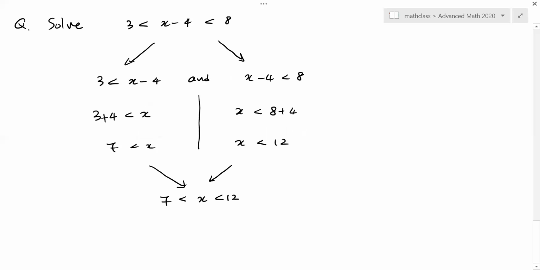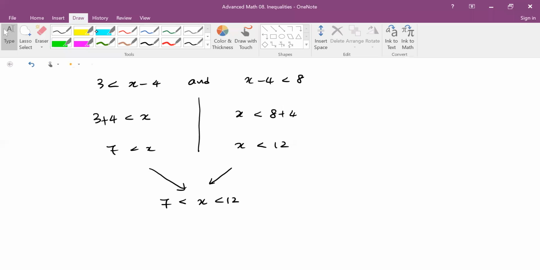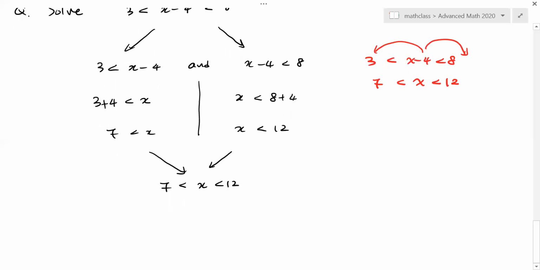Now, this is a detailed solution, right? But to save time, you don't need to write it in this way. You can do it simultaneously, at the same time. Let me show you. With 3 less than x minus 4 less than 8, you move negative 4 to both sides at the same time. You can do it like that. So it would be 7 less than x less than 12. Immediately you get this answer. That saves you space and time.